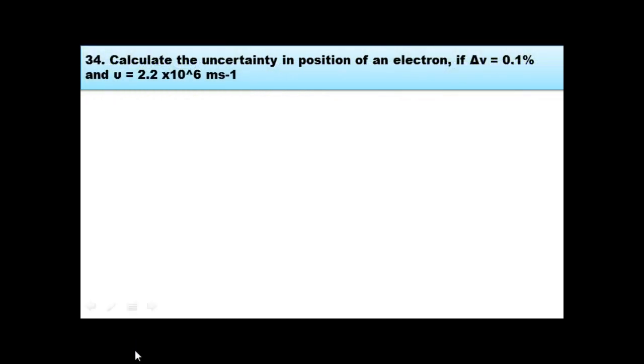The next question, question number 34. Calculate the uncertainty in the position of an electron if delta V equals 0.1% and velocity V equals 2.2 into 10 power 6 meter second inverse. Yes, what are the given? We are going to calculate the uncertainty in position. What are the given? Delta V, the change in velocity, is given as 0.1%, and the velocity is also given.